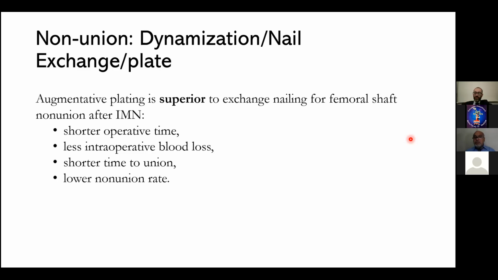So just think about it. Exchange nail is a more hazardous surgery than just adding a plate with a graft to the non-union site. Again, both of them were similar in terms of infection. If anybody asks about opening the fracture site having infection, again, they are similar. So we get to conclude this lecture.